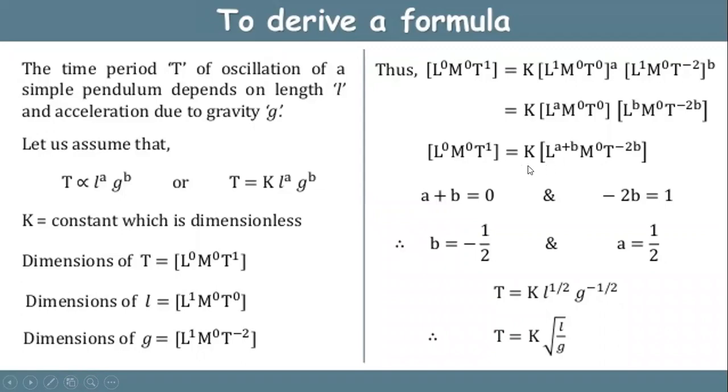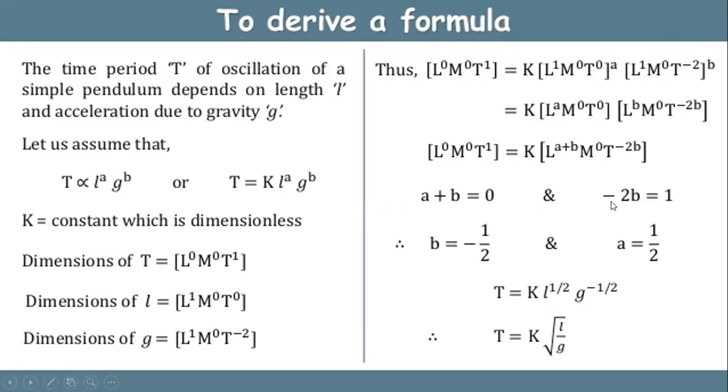Now I am going to equate the powers. Now what is the power of L in the right hand side? A plus B. Left hand side it is 0. So I can write A plus B is equal to 0. For M, both the sides are 0. We can leave it. For T, it is minus 2B. Here it is 1. So minus 2B is equal to 1. So we have equated the powers.